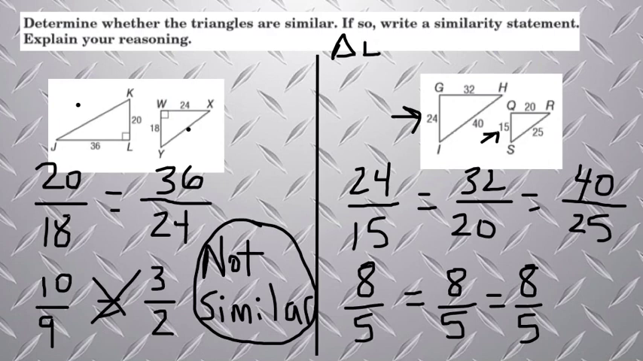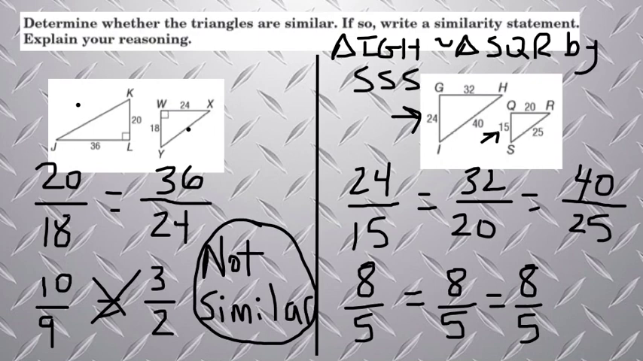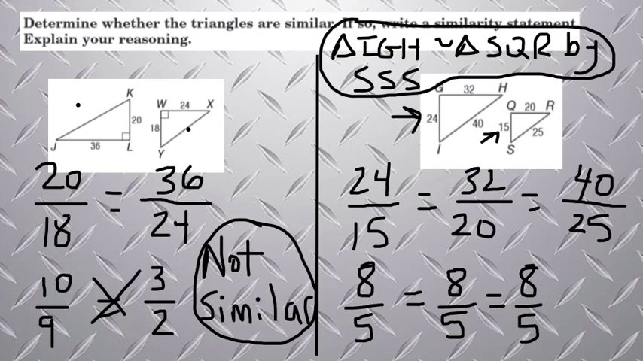So triangle IGH similar to triangle SQR by SSS. And there we go.